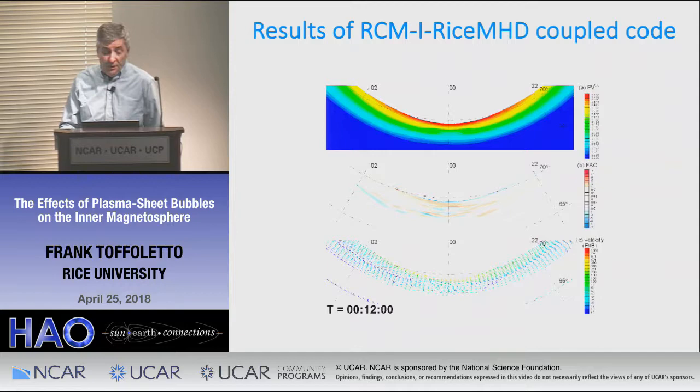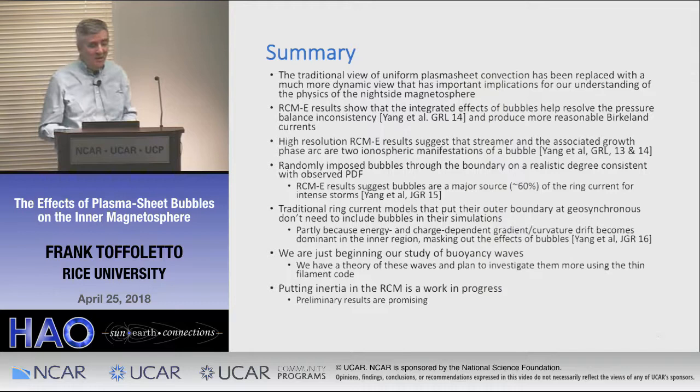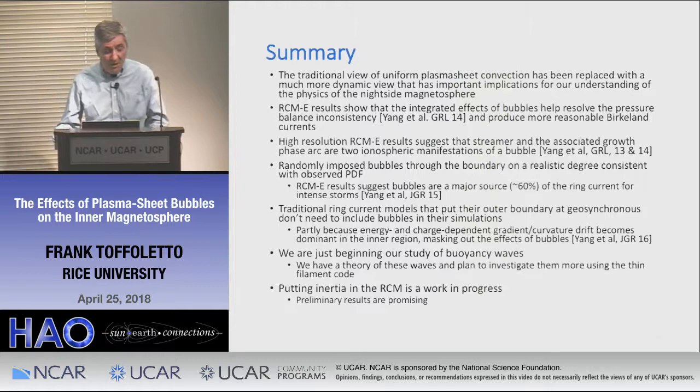Just to sort of finish up here. What I hope is the take-home message is that the traditional view that's been around for many years of uniform convection being a major source of how the inner magnetosphere behaves has been replaced with a more dynamic and realistic view of the inner magnetosphere, which has a lot of important implications for how the inner magnetosphere is impacted by the plasma sheet in the inside region. These bubbles can be used to resolve a lot of long-standing questions.